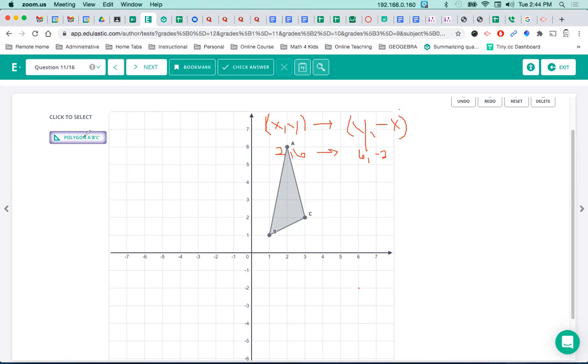Okay. Let's go ahead and let's get the polygon up here. So A prime is going to be at 6, negative 2. Well, let's look at B. B is at 1, 1. Well, 1, 1, the y stays the same, so that's going to be 1, negative 1. So B prime goes to 1, negative 1. C is at 3, 2. That's going to become 2, comma, negative 3 because the x becomes opposite. So the C goes to 2, negative 3. This purple triangle is the rotated image of the gray one, 90 degrees clockwise. Okay.